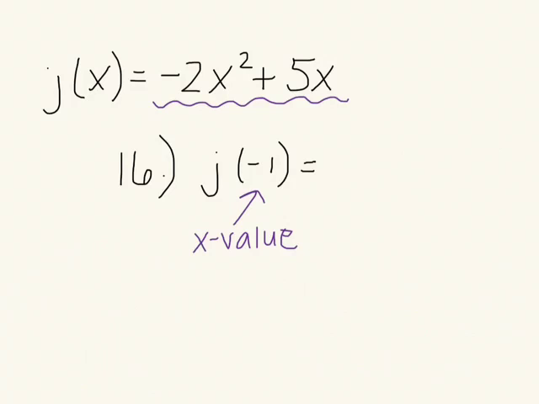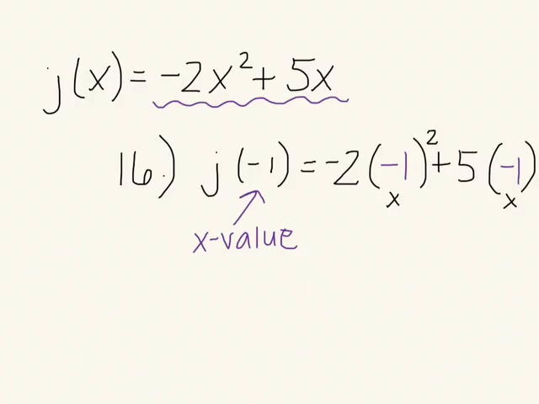So I like to write it like this. -2 parentheses plus 5 parentheses. Oh, and we're squaring that first guy. So that's -2, that was our x squared, plus 5 times x. But now, instead of x, we're going to use -1.